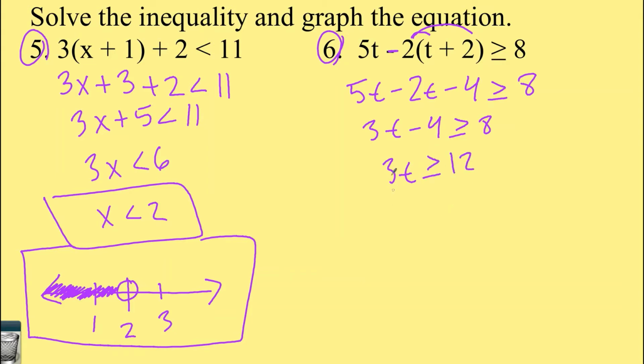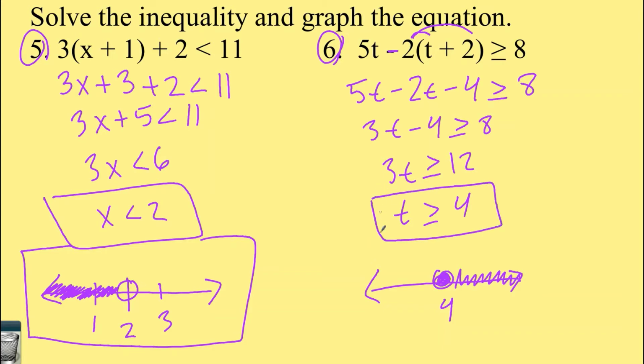We get 12. Then we divide by 3. And we get 4. So t is everything greater than or equal to 4. Draw your number line. We know we want the number 4 here, and we want to shade everything bigger than it and including it. So now we're actually going to fill that circle. So this is my inequality answer. This is my graph answer. Okay? All right, let's go to the next problem.